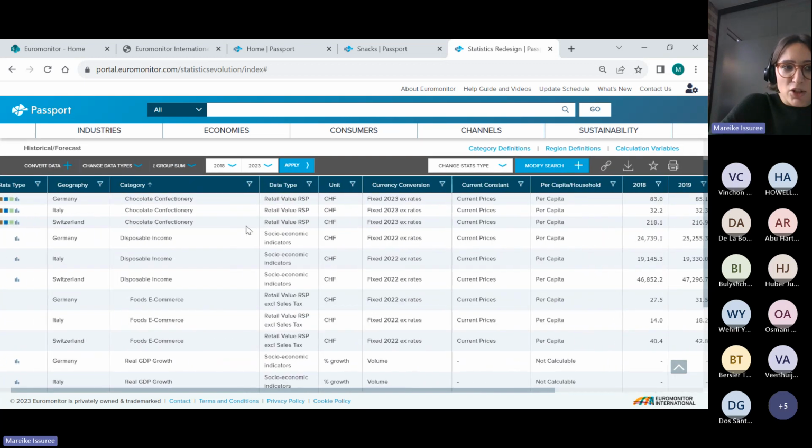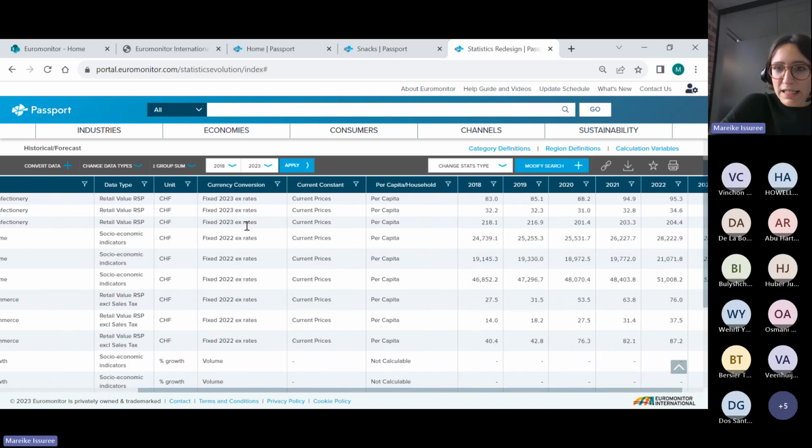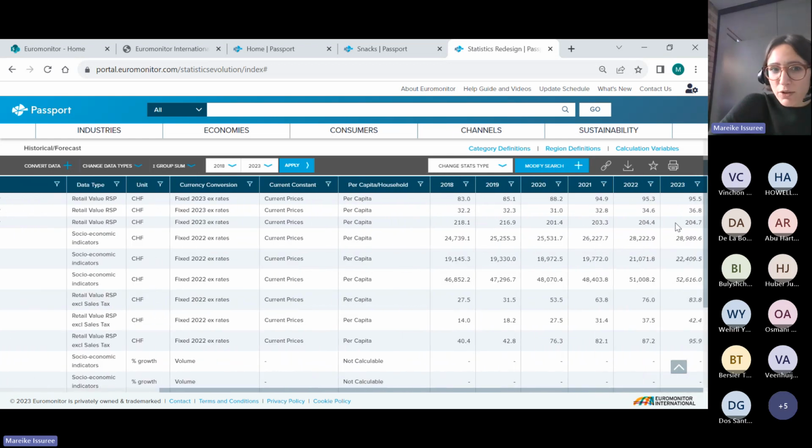And we can see at the top we have Germany, followed by Italy and Switzerland. For 2023, we are looking at the consumption per capita of approximately 200 francs in Switzerland compared to 36 in Italy per capita versus 95 in Germany. So there's a big difference in consumption when we focus on retail value sales. So how much in retail value sales is consumed per capita in those 3 markets.